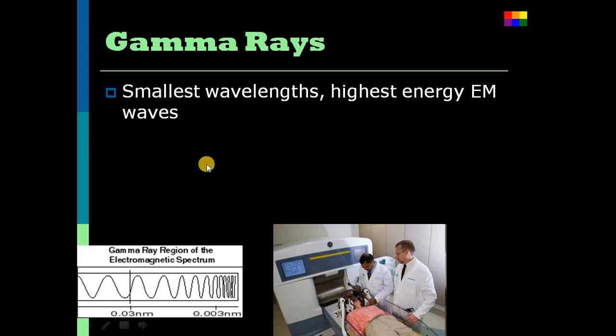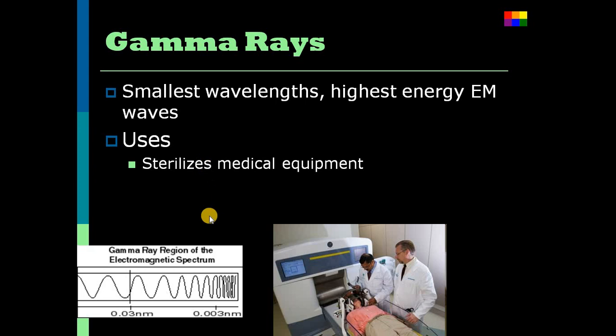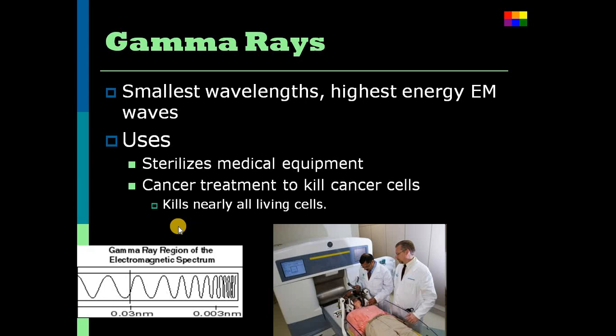So this is the last part, gamma rays, and they have very few applications because handling gamma rays is very complicated, since they are very high frequency and they can easily penetrate your body and damage your tissues also. There are a few applications of gamma rays. Generally they can be used to sterilize medical equipment and in cancer treatment to kill cancer cells, and they kill nearly all living cells. Thanks.